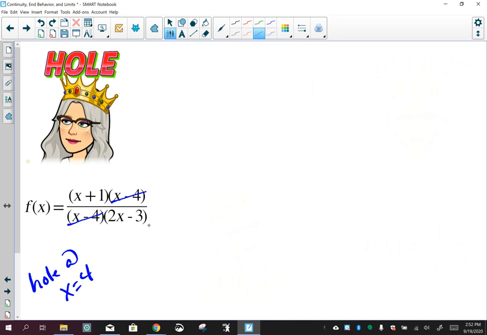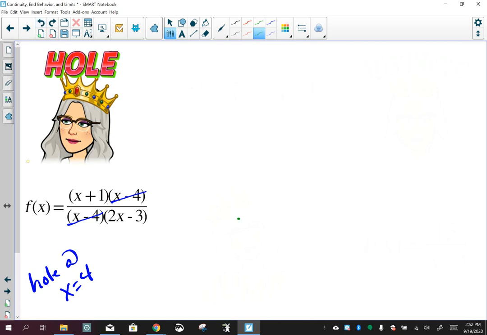Now, you'll notice I still have this piece left over. We'll address this in a minute, but it doesn't cancel. This piece right here basically says that I have an asymptote as well. So some of your rational graphs can have both holes and asymptotes. That is absolutely okay.